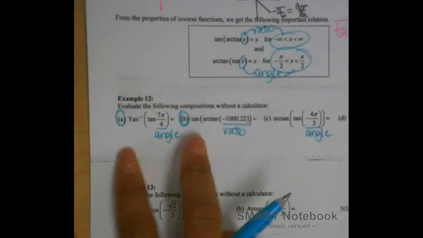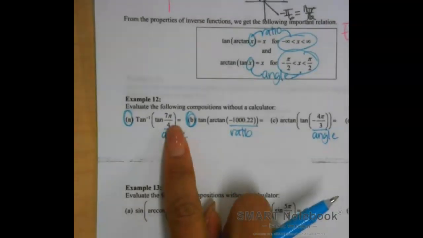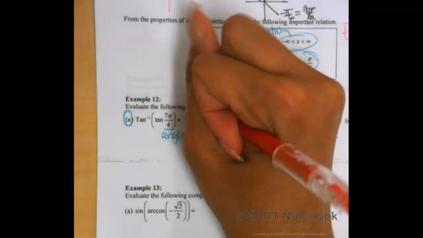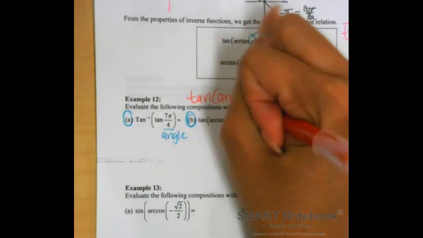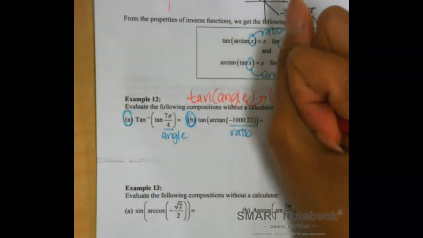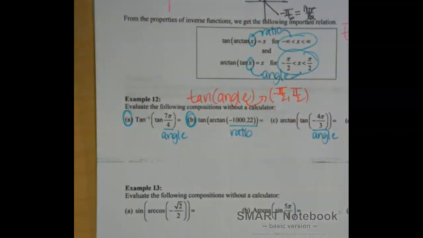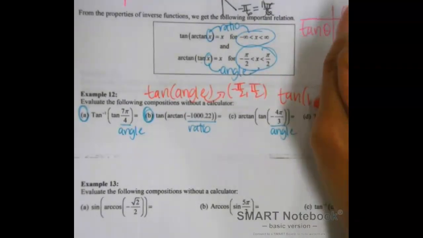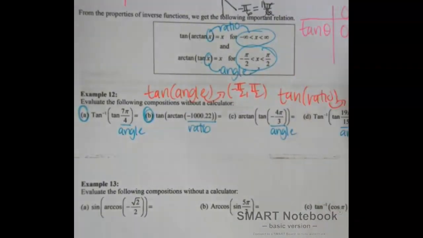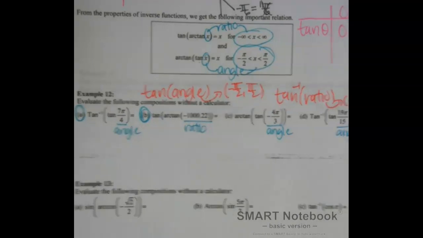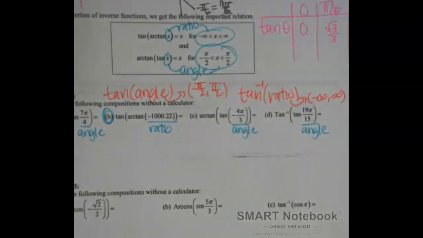Okay, looking at the first one. This is tangent of an angle. Okay, perfect. It needs to be tangent of an angle. And let me rewrite that so we have it. Tangent needs to have an angle next to it. That angle needs to be between negative pi over 2 and pi over 2. Tangent inverse of a ratio, that ratio needs to be between negative infinity and positive infinity. So pretty much any number.